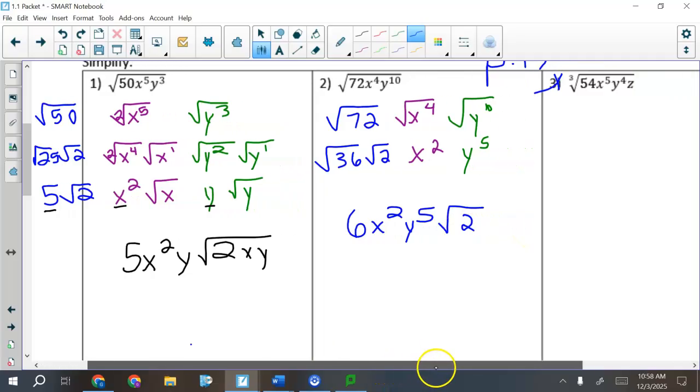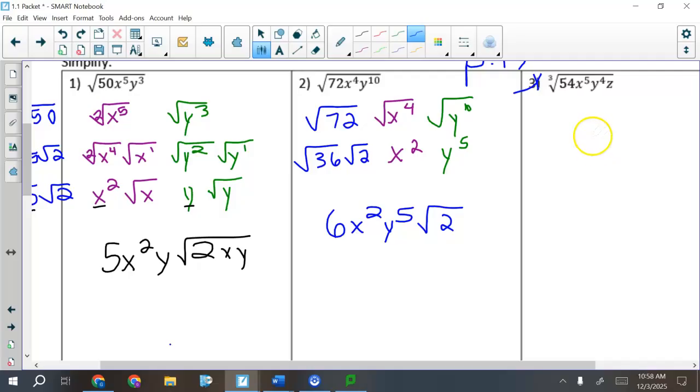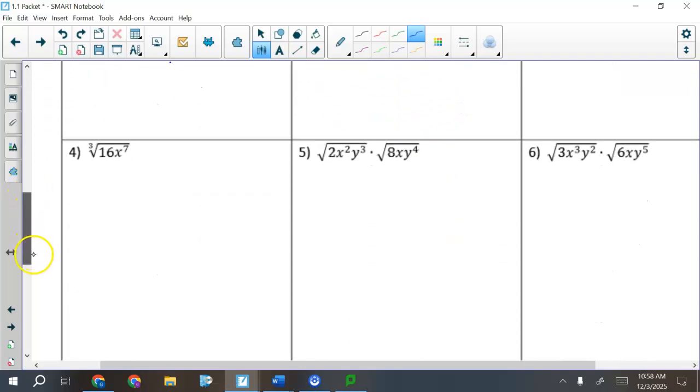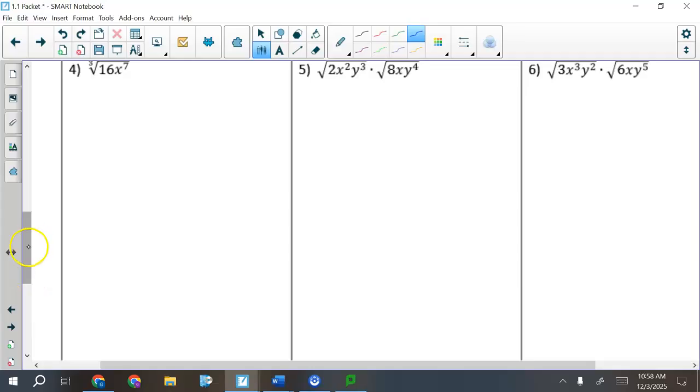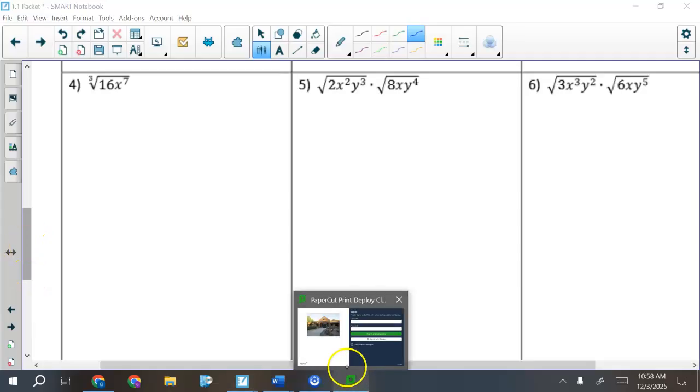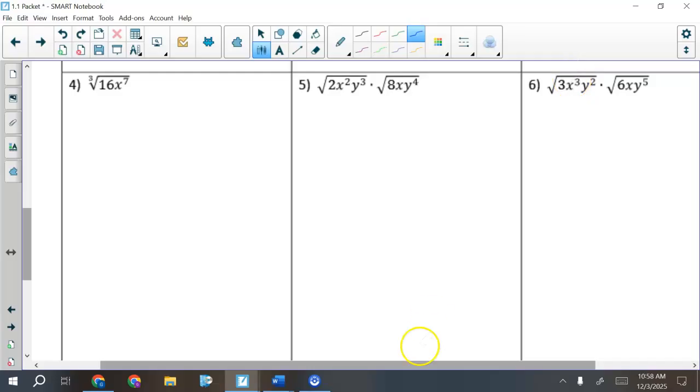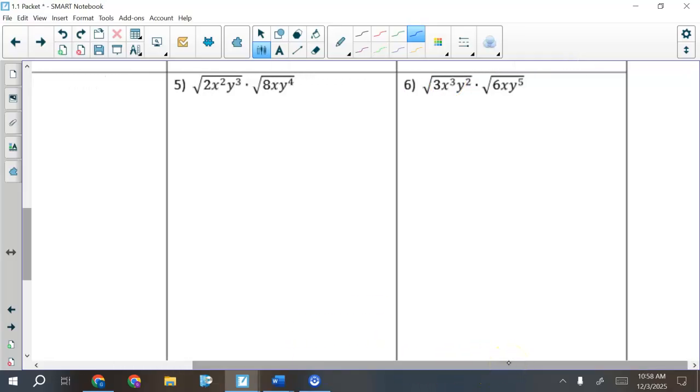All right, we're going to skip examples 3 and 4 that are the cubed roots. We'll come back and do some of those tomorrow, but just go ahead and skip those for now, and jump down to number 5 and 6 here. All right, so for these ones, you have a choice. You can either multiply it all together right away, or you can simplify each radical.